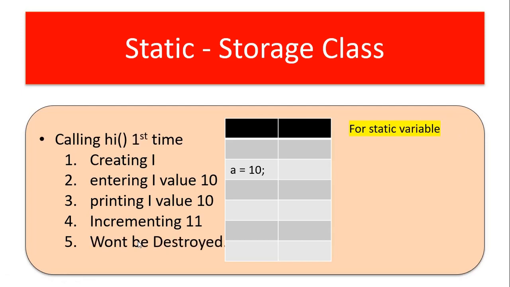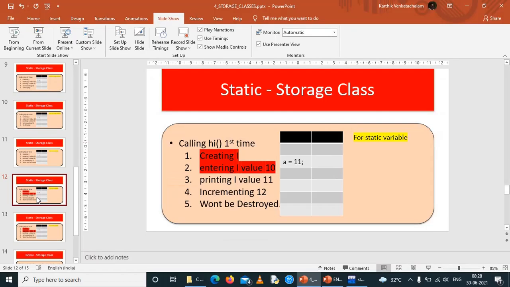And coming to the static variable, first time high is called, i value will be created, entered with value 10, value will be printed, incrementing to 11, and it won't be destroyed. So this is the point where a static variable differs from a normal variable, whereas a normal variable will be destroyed at the fifth point, a static variable will not be destroyed. Calling high for the second time, so this is high second time.